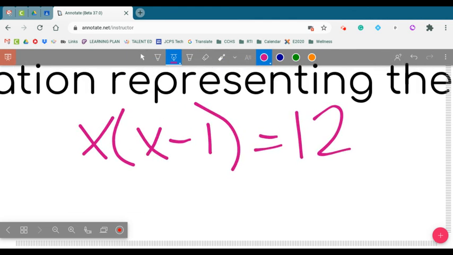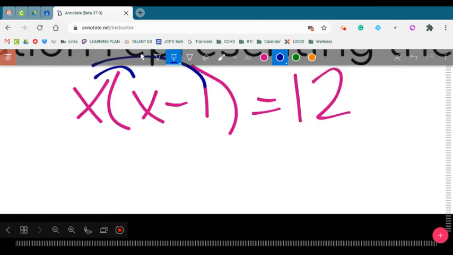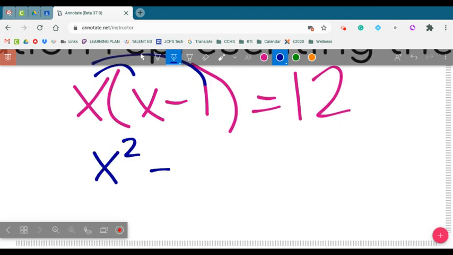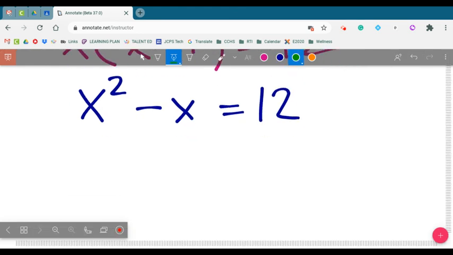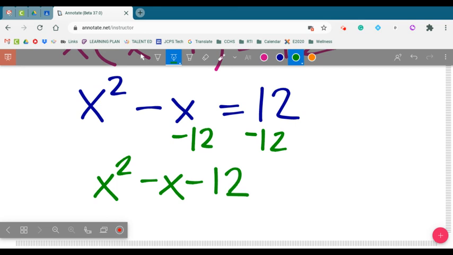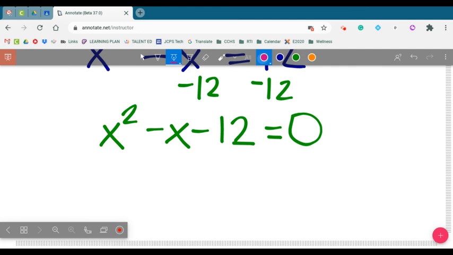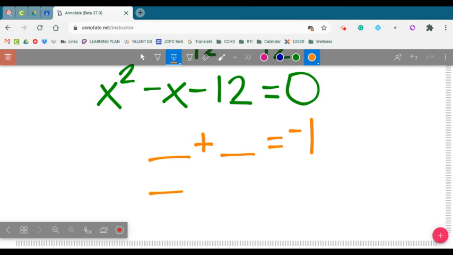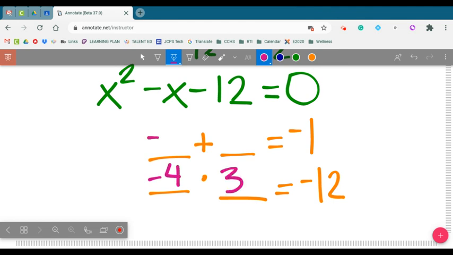So now we have to solve this. So we have to distribute. We don't want to factor it yet or anything. We get x squared minus x equals 12. Then I want to get this in a form where I can factor it. So I'm going to subtract the 12 over. The 12 cannot be combined with anything, so it just goes on the end. Equals 0. Then I factor this. What plus what equals negative 1, and what times what equals negative 12. You should get negative 4 and 3.